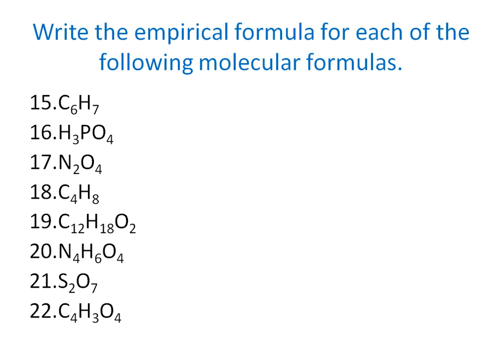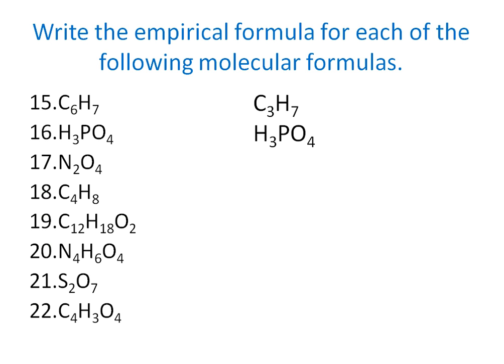So, C6H7 would be C3H7. Sorry, that is a mistake. Number 15, the original formula was C6H14, and that would give us the empirical formula of C3H7. Sorry about that.